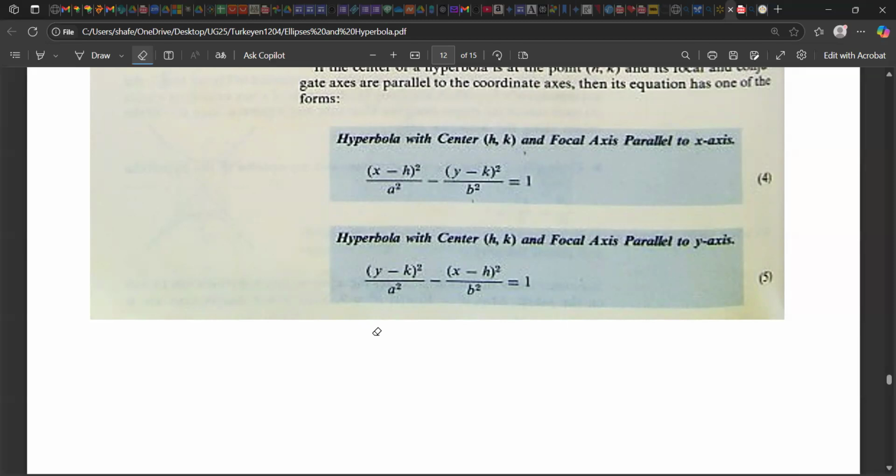Well, you see the difference really between the ellipse and the hyperbola. There's a minus here instead of a plus, right? That's basically the difference in the equation.